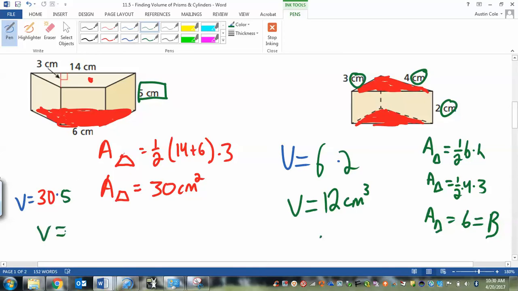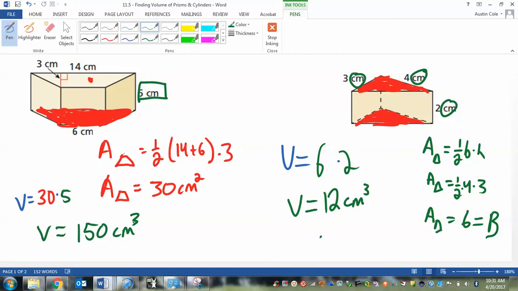Volume is going to be 150 centimeters cubed. Okay. Do you guys think that the way we first did that warm-up problem, where we found the area of the middle part and then the area of the 2 triangles, we could have done that again and gotten the same answer? Yeah, it just would have taken us a little longer, right? So it might be good to memorize those formulas.